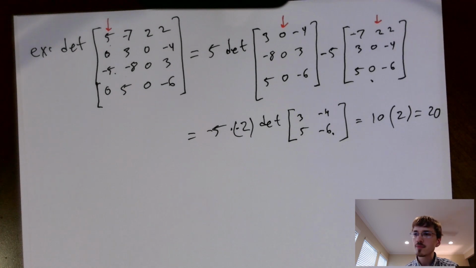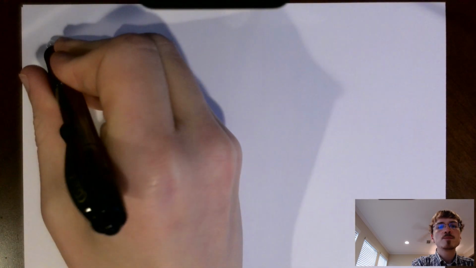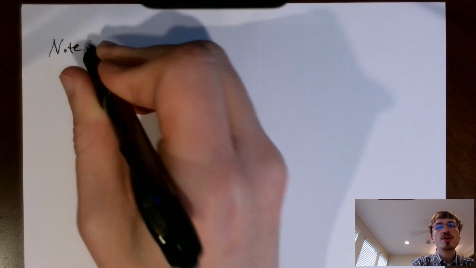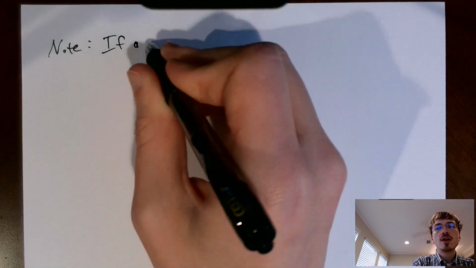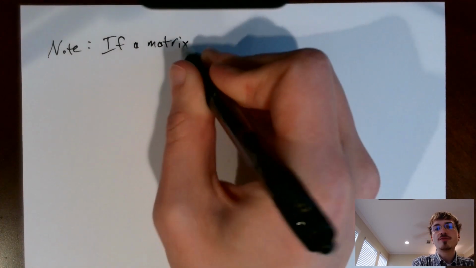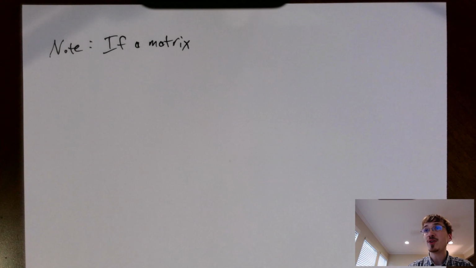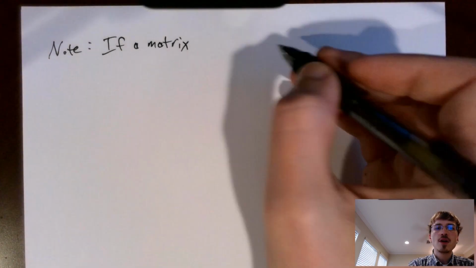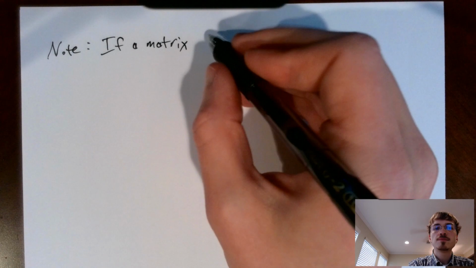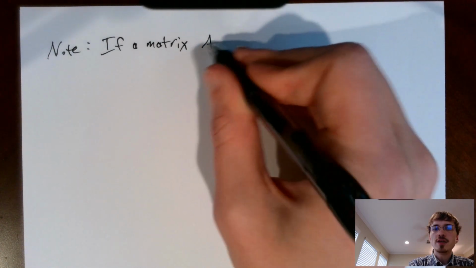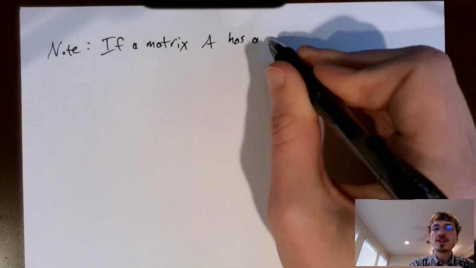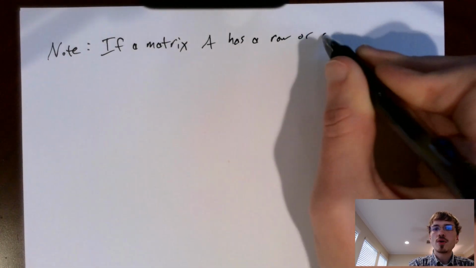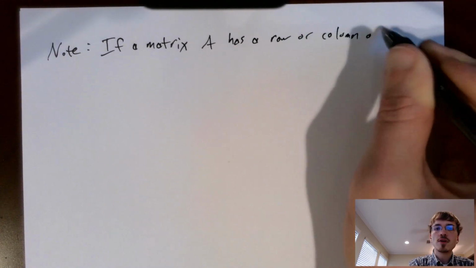Okay. So let's do some special cases. What have we noticed? For this cofactor expansion to work, we always have to go down to 2 by 2s, right? So it has to be a square matrix. So if a square matrix A has a row or column of zeros.